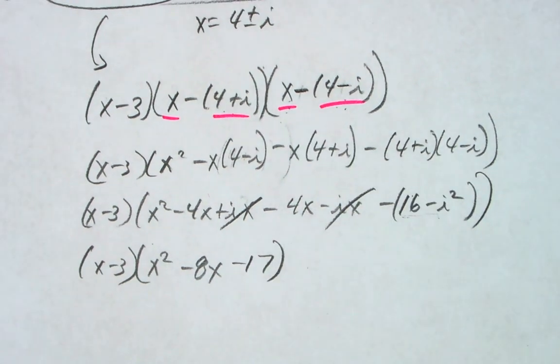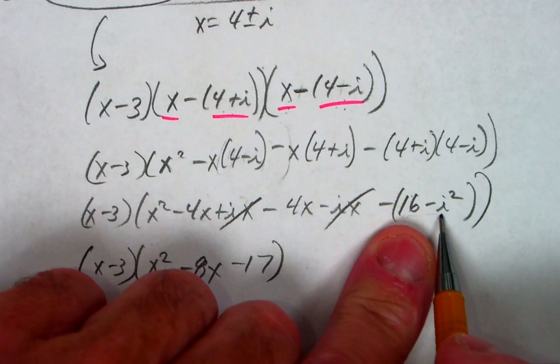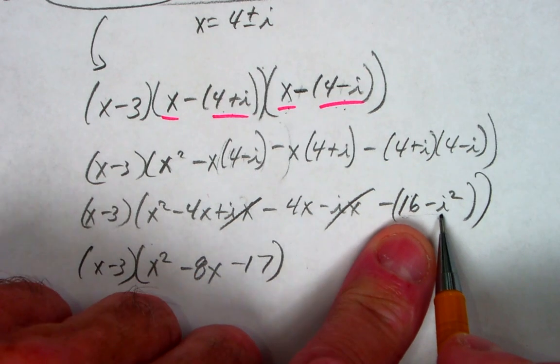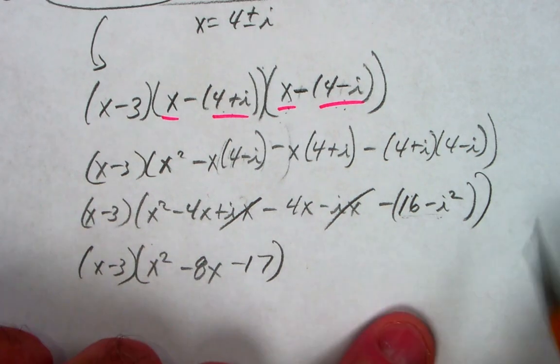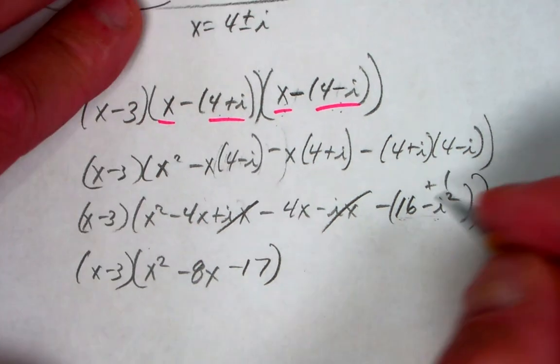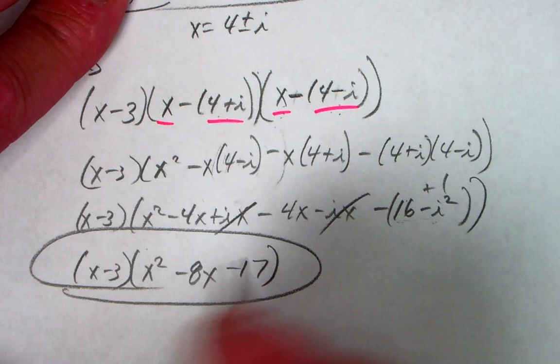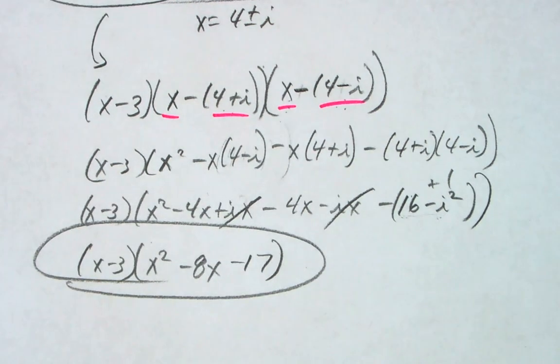Okay. So here's the deal. In here, remember, what is i squared? Negative 1. i squared is negative 1. So minus negative 1 turns it into plus 1. So we have minus 17. So then we can multiply the rest of that garbage out, right?